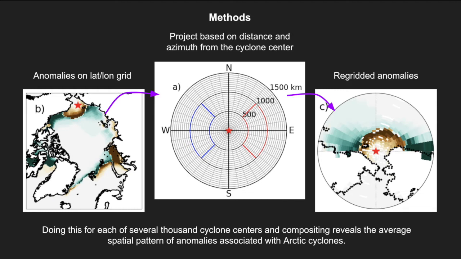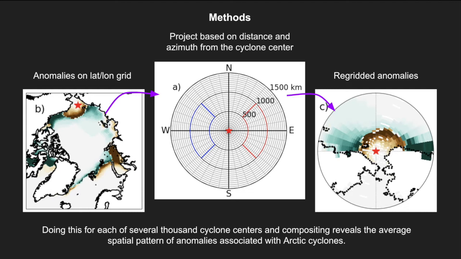And in this example on the left, we've also got this red star, and that represents a hypothetical Arctic cyclone center location. So what we want to do is regrid these anomalies on the left onto a cyclone-centered grid. So you can see in the middle panel, the red star is now in the center of the grid, and now the anomalies are regridded onto this grid based on their distance from 0 to 1,500 kilometers away from the cyclone, and their direction away from the cyclone, from north going all the way around east, south, west.